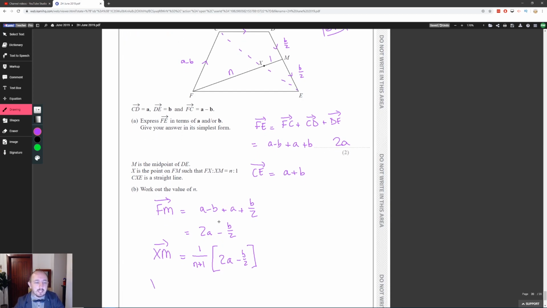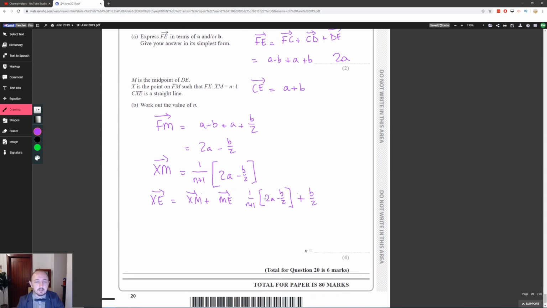And then to go from x to e, we're going to have to do xm plus me. So we're going to have 1 over n plus 1 brackets 2a minus b over 2. That's our xm. And we're going to add b over 2 to that to get to e. Right, let's see if we can collect this up a little bit.